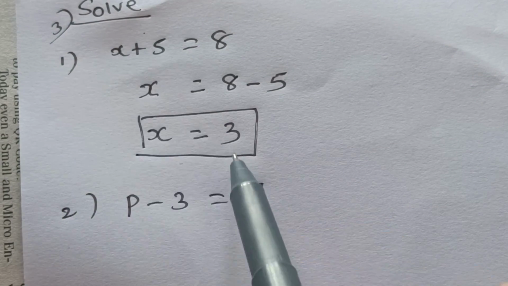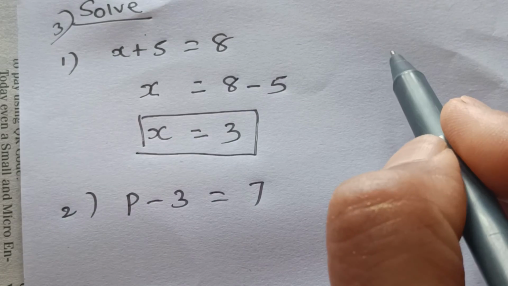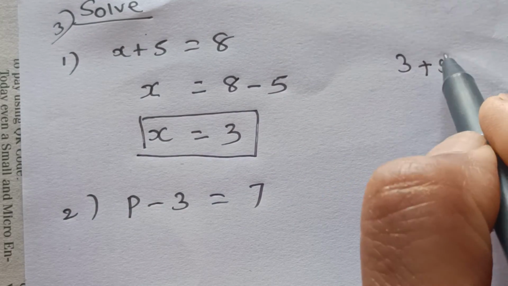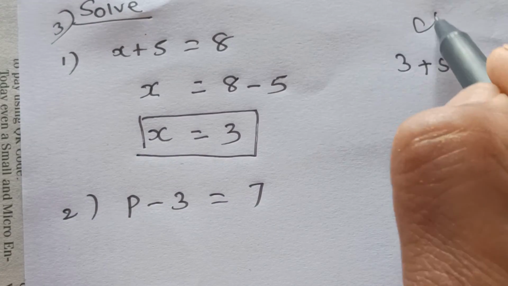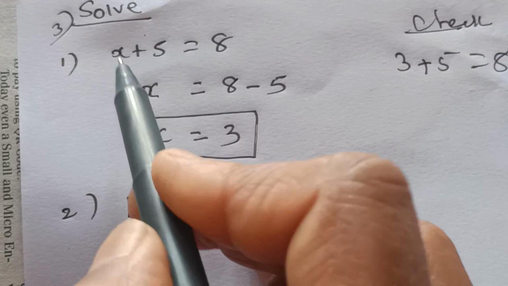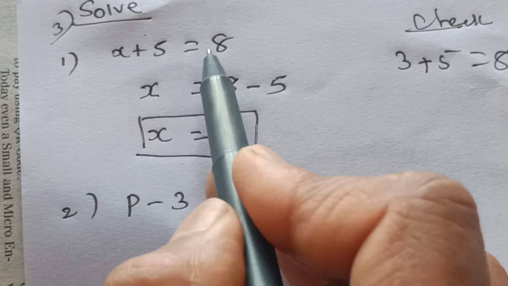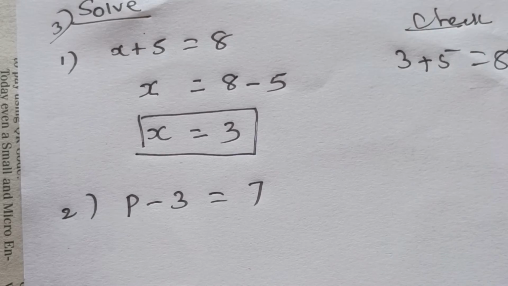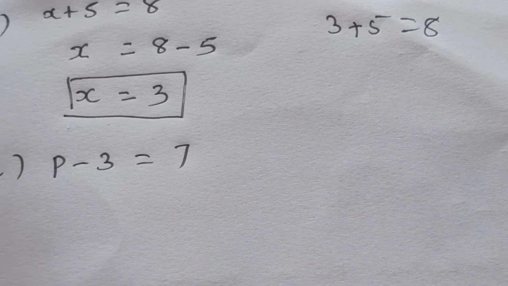In the place of x, you put 3, 3 plus 5, to check. 3 plus 5, we are getting 8. So, this is checking. In the place of x, you put 3, 3 plus 5 equal to 8. We are getting that 8. So, the answer is correct. Okay. Now, next.